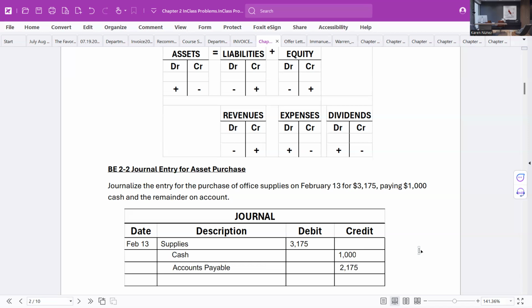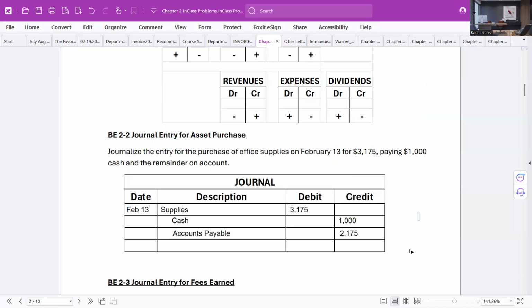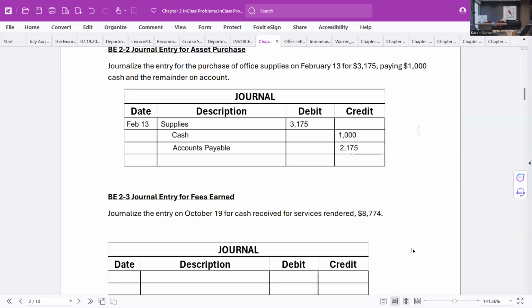So this is technically what you call a compound entry, which means we have more than just one debit and one credit. In fact, we've got one debit and two credits. So we record the increase in the supplies account by debiting it. We record the decrease in the cash account, that asset, by crediting it $1,000. And then we also recognize that we've got the accounts payable for 2175. That's the balance of the amount that we owe.